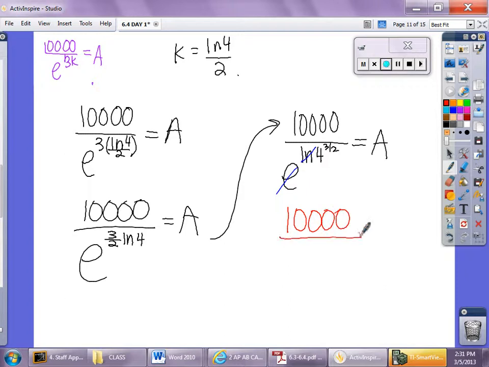And then 4 to the 3 halves is all you have left on this side.